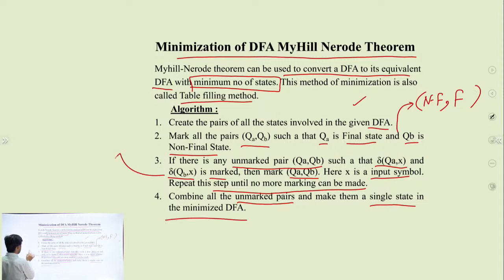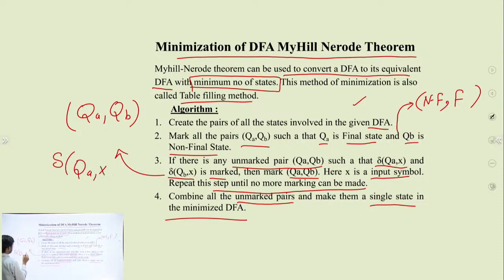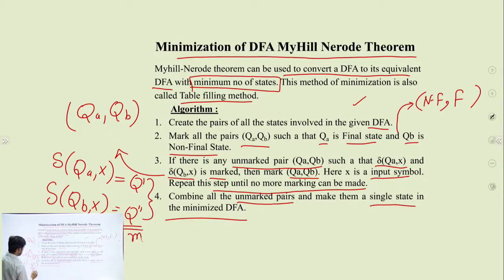So what is the meaning of point 3? If there is any unmarked pair QA and QB, and there is one transition, delta of QA on some input X and delta of QB on some input X, it gives some states Q dash and Q double dash, and this pair is marked in the table, then we mark this QA and QB also. So let's see with the help of an example how we can do that.